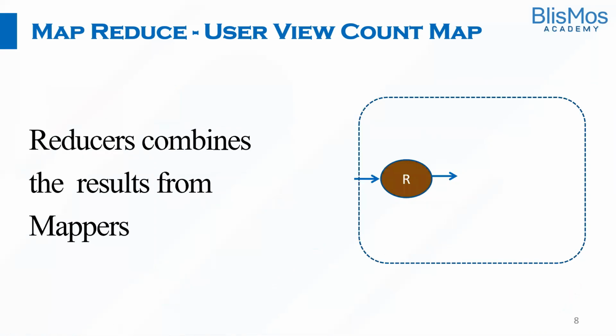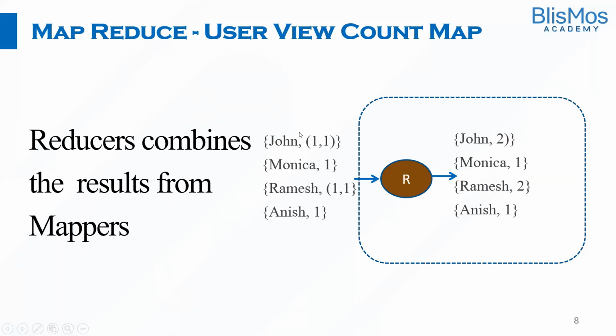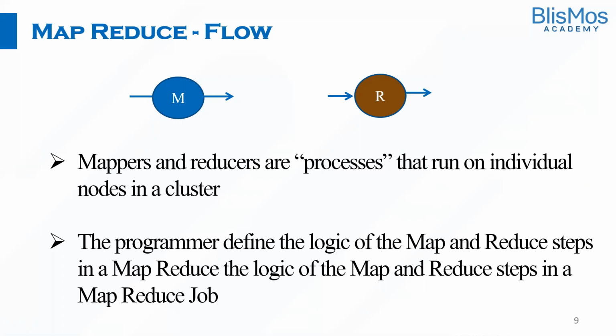So now, who is doing the combining task? That is done by the reducers. Reducers combine the results from the mappers. In this case, we have to see whoever has the same key, those values need to be combined. Just to summarize, mappers and reducers are processes that run on individual nodes in a cluster. The programmer needs to define the logic of a mapper and reducer. So this will not be done by the framework. This needs to be defined by the programmer or a developer like you or me or somebody who is really working on this particular project.